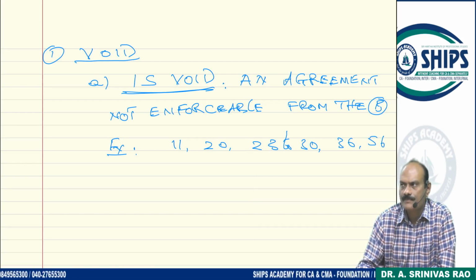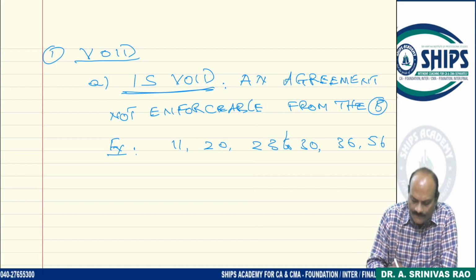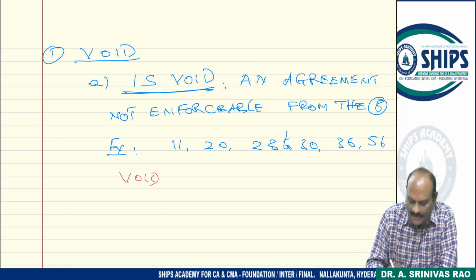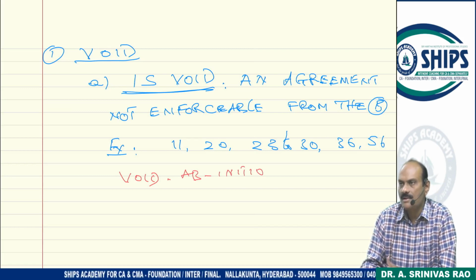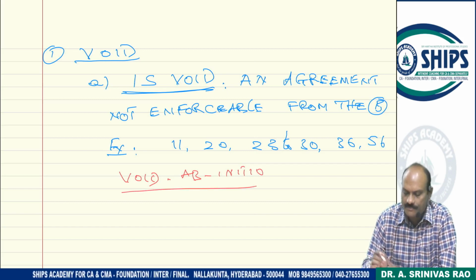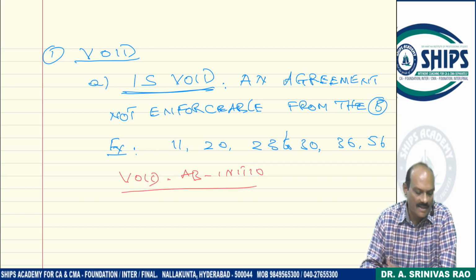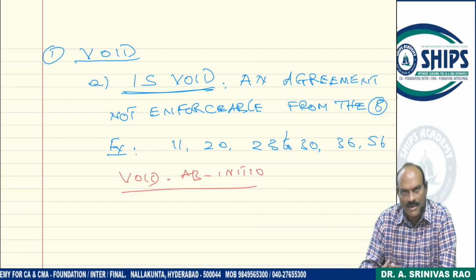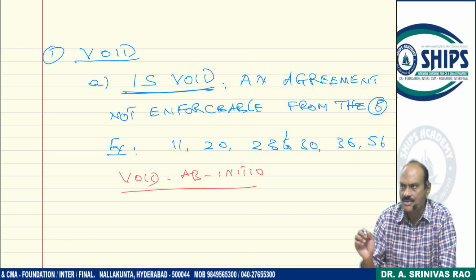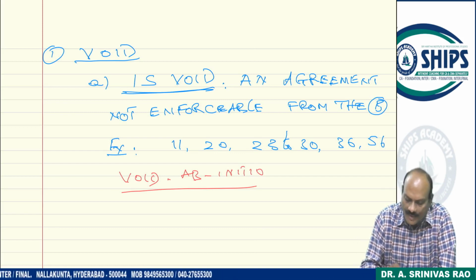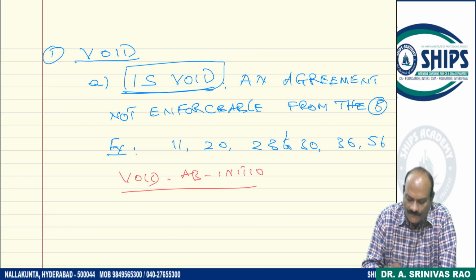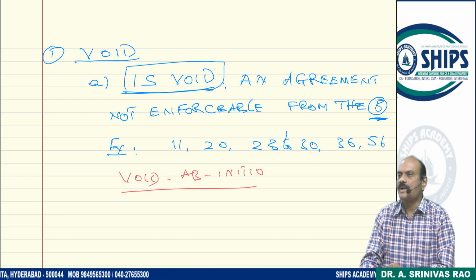Is void is also called void ab initio. Agreement with a minor is void, or you can write void ab initio, right? What is the meaning of is void? An agreement which is not enforceable right from the beginning, right from the inception.